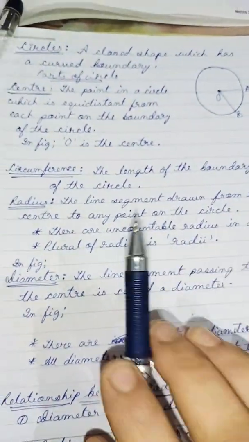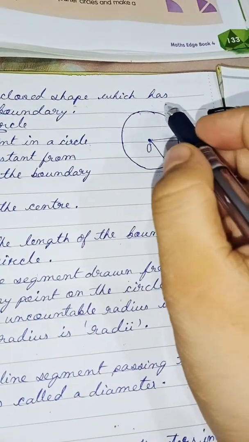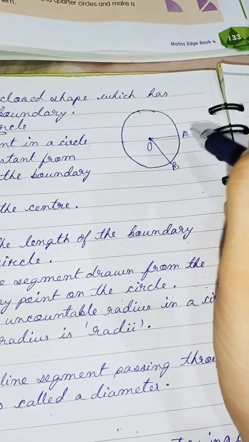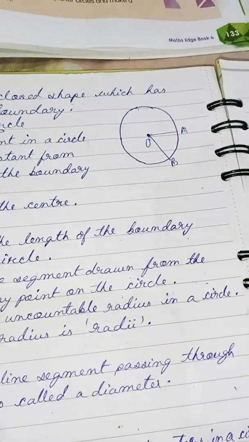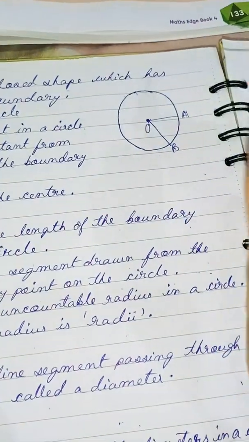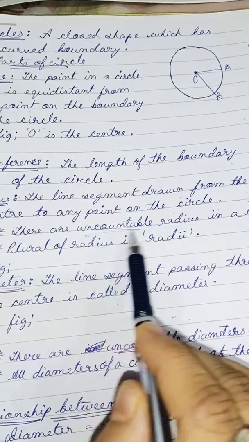Okay, so now how many radius are there in the circle? Because we know that in this circle we have infinite points, that means uncountable points, and as I said, in each point you can draw one radius. So because there are uncountable points, that means there are uncountable radius also. So in one particular circle there are uncountable radius.